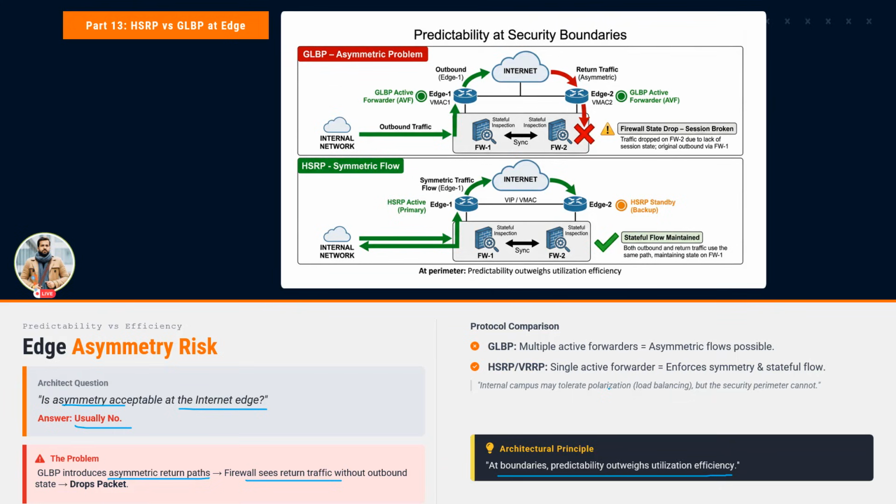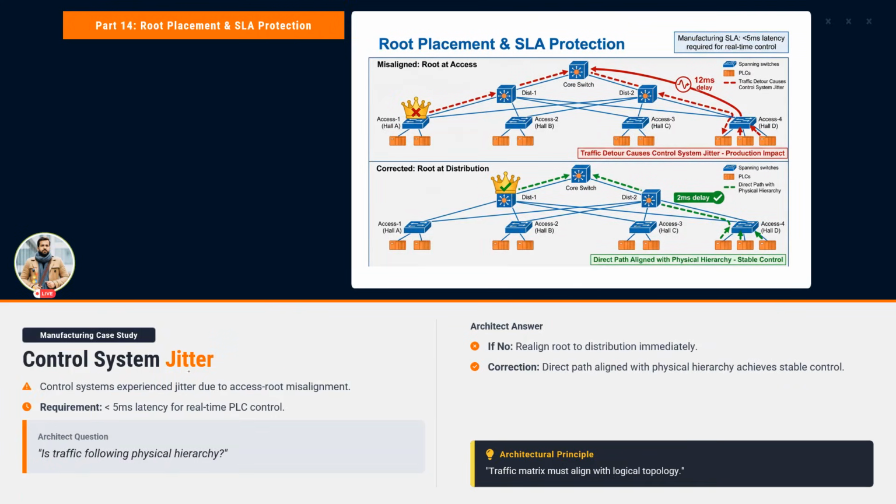Any other examples of alignment issues? Manufacturing control systems experiencing jitter due to access route misalignment. The question is, is traffic following physical hierarchy? If not, realign the route to distribution. Traffic matrix must align with logical topology.